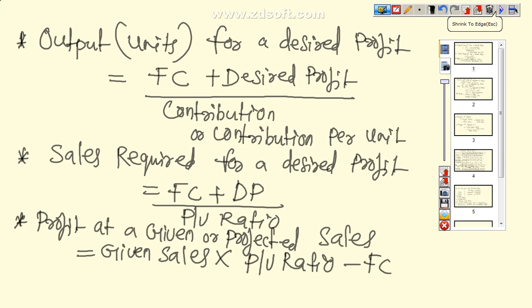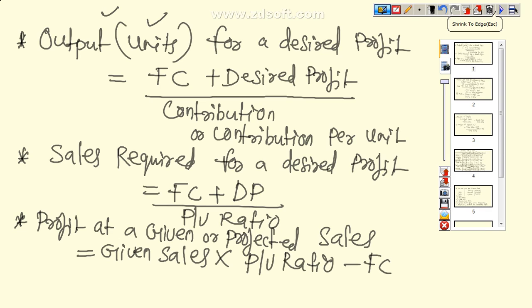Sometimes we have to calculate the units output. There we divide it with contribution. Sometimes we have to calculate the sales required for a desired profit. There we have to apply this formula, fixed cost plus desired profit upon PV ratio. Sometimes we have to calculate profit, a corresponding profit at a given or projected sale. There we apply given sales multiplied by profit volume ratio minus fixed cost.